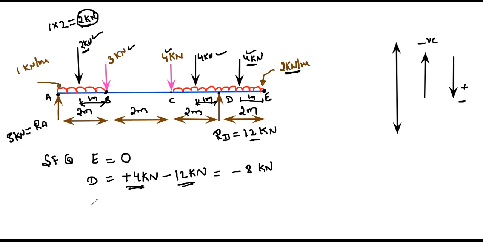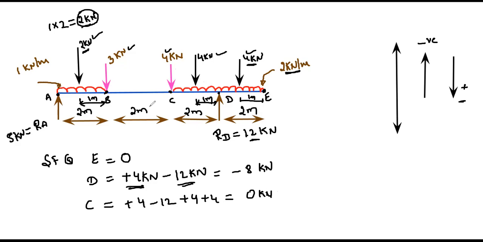Next, at point C, how to calculate shear force at point C? The forces which are acting to the right of this: we have plus 4 kilonewton, downward acting. Then upward acting we have minus 12. Then we have this plus 4. Then we have this plus 4. If you simplify, 4 plus 4 is 8, 8 plus 4 is 12, 12 minus 12 is 0 kilonewton. At point C, we have 0 kilonewton.